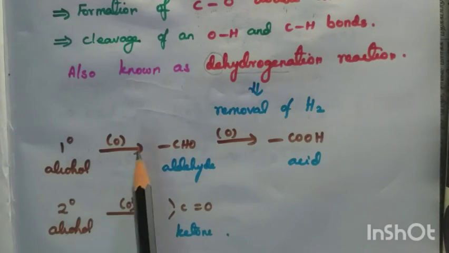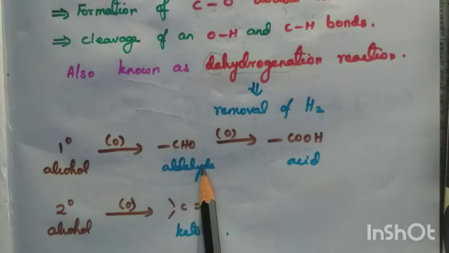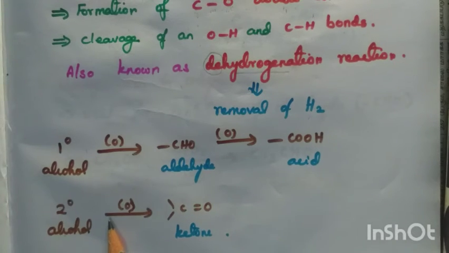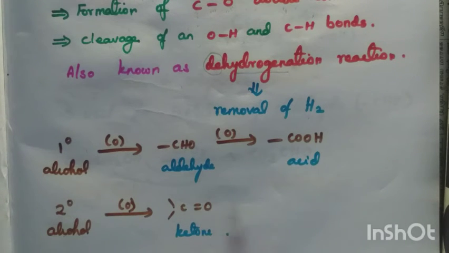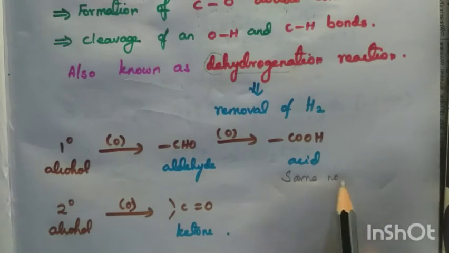Now we are going to see the primary alcohol. What happens when primary alcohol undergoes oxidation? Primary alcohol on oxidation gives aldehyde. Aldehyde on oxidation gives acid. Secondary alcohol on oxidation gives ketone. So primary alcohol on oxidation gives aldehyde, but acid with the same number of carbon. That is more important. Same number of carbon.